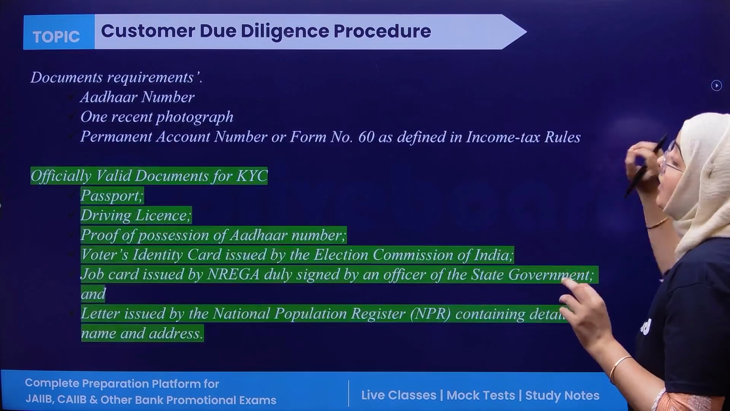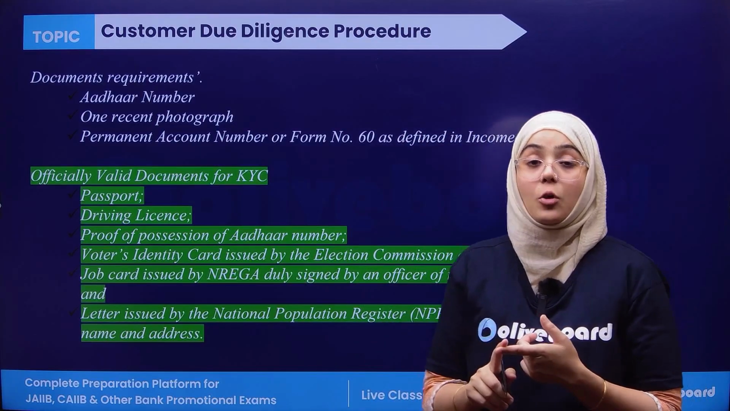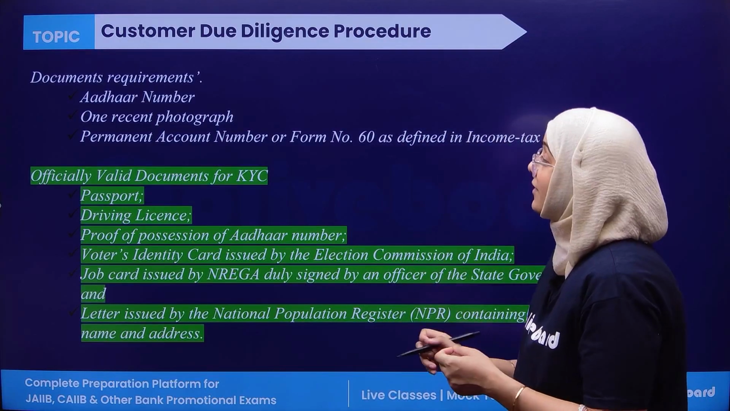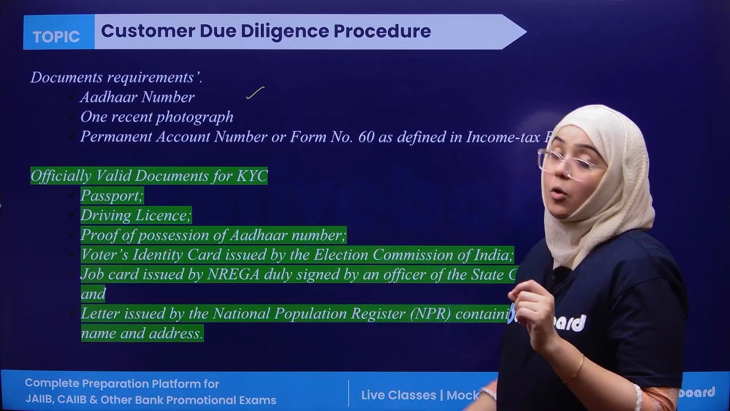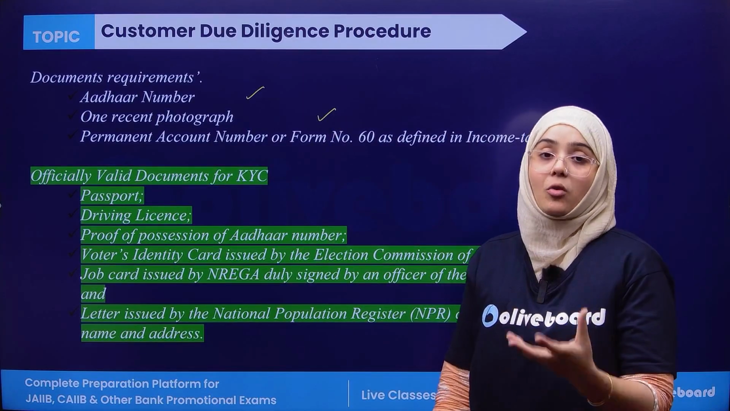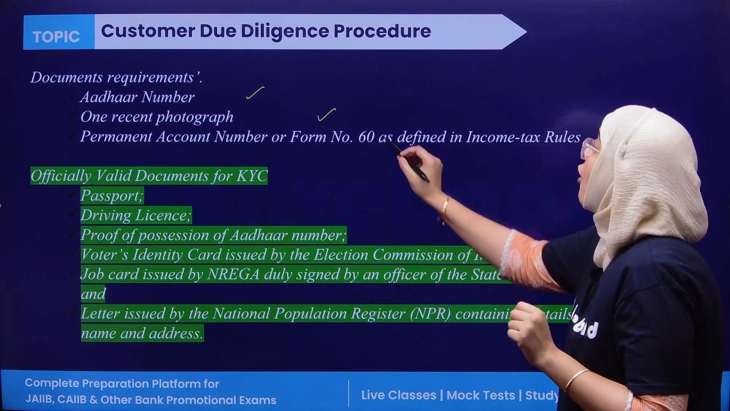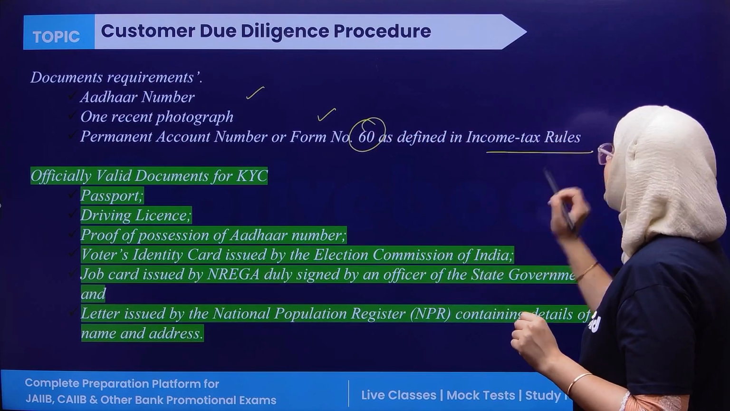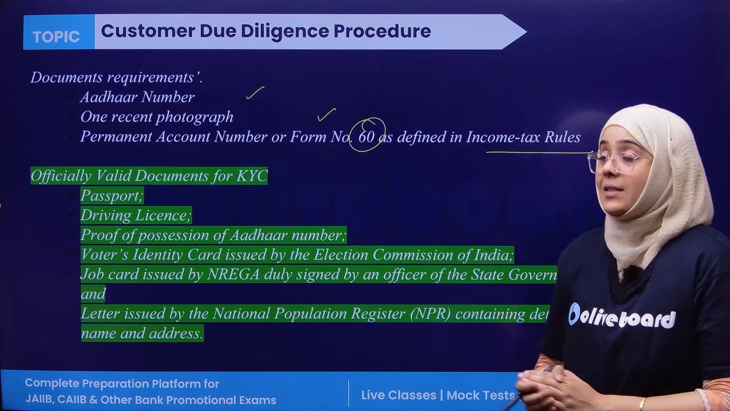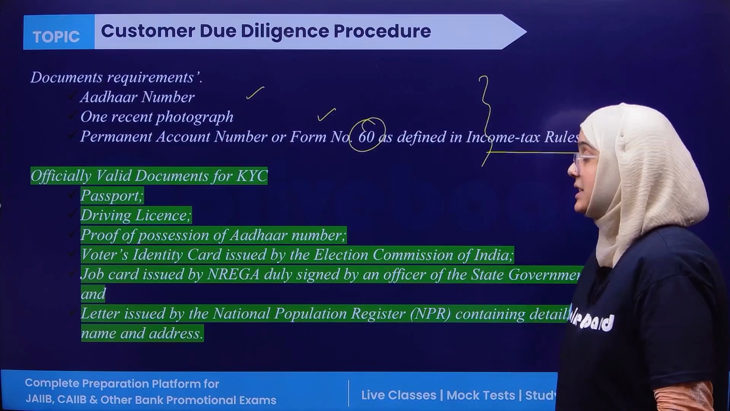Okay, now next, if we are talking about the document requirements, what are the documents that are required for this? First of all, Aadhaar number is required for due diligence. One recent passport photograph is required. Second, permanent PAN number or Form 60 as defined in the income tax rule. These are the documents that are required for customer due diligence, CDD.